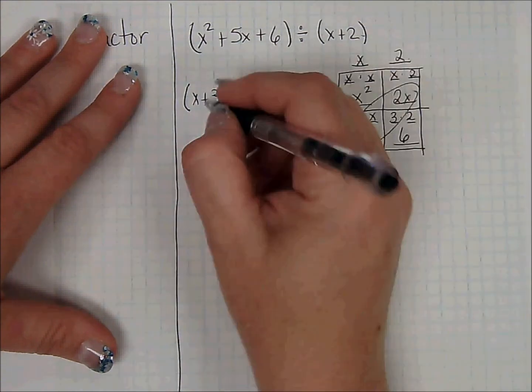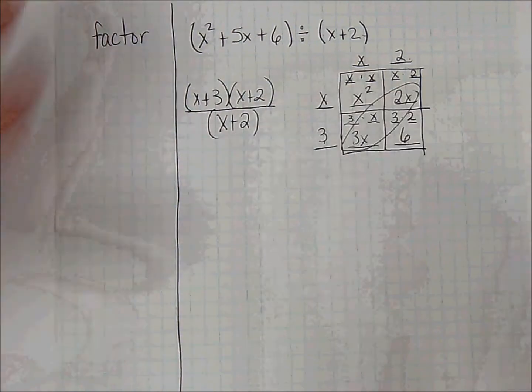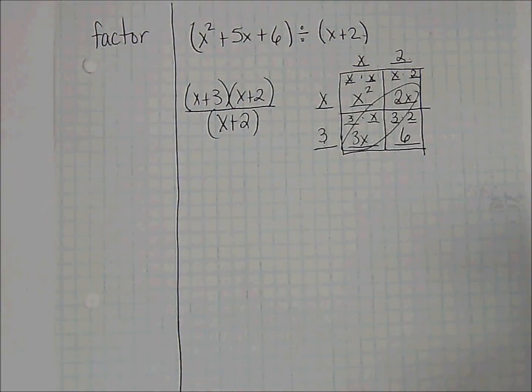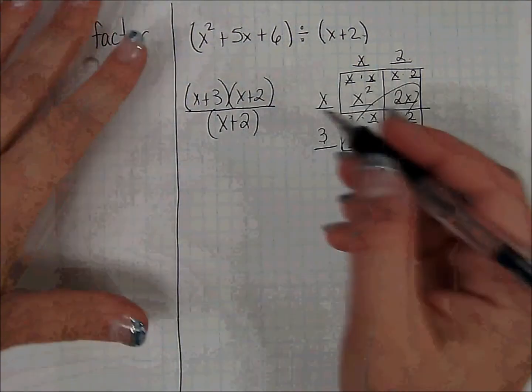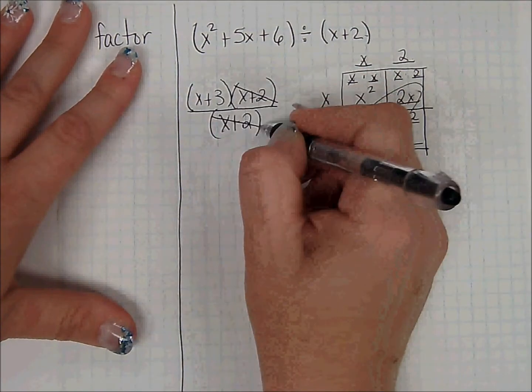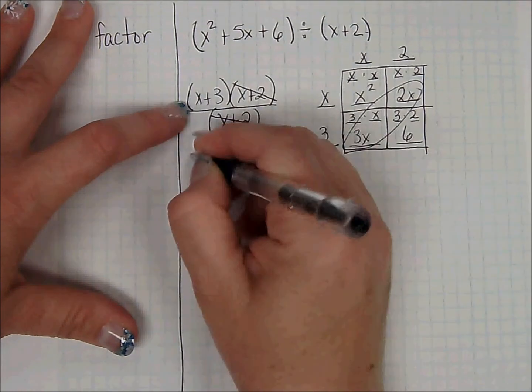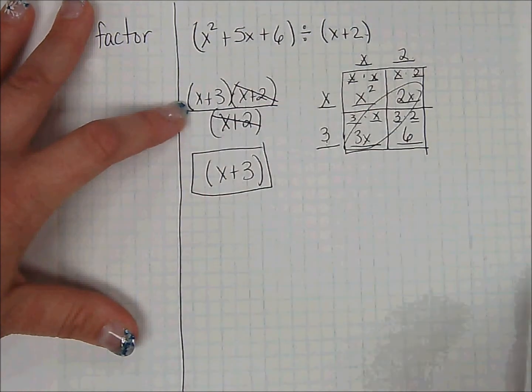Now I can rewrite that as a fraction like this. That's what a fraction bar means. A fraction bar means division. And again, I can take these two, x plus 2 divided by x plus 2 is 1, and I'm left with x plus 3 as my final answer because it is a multiplication there.